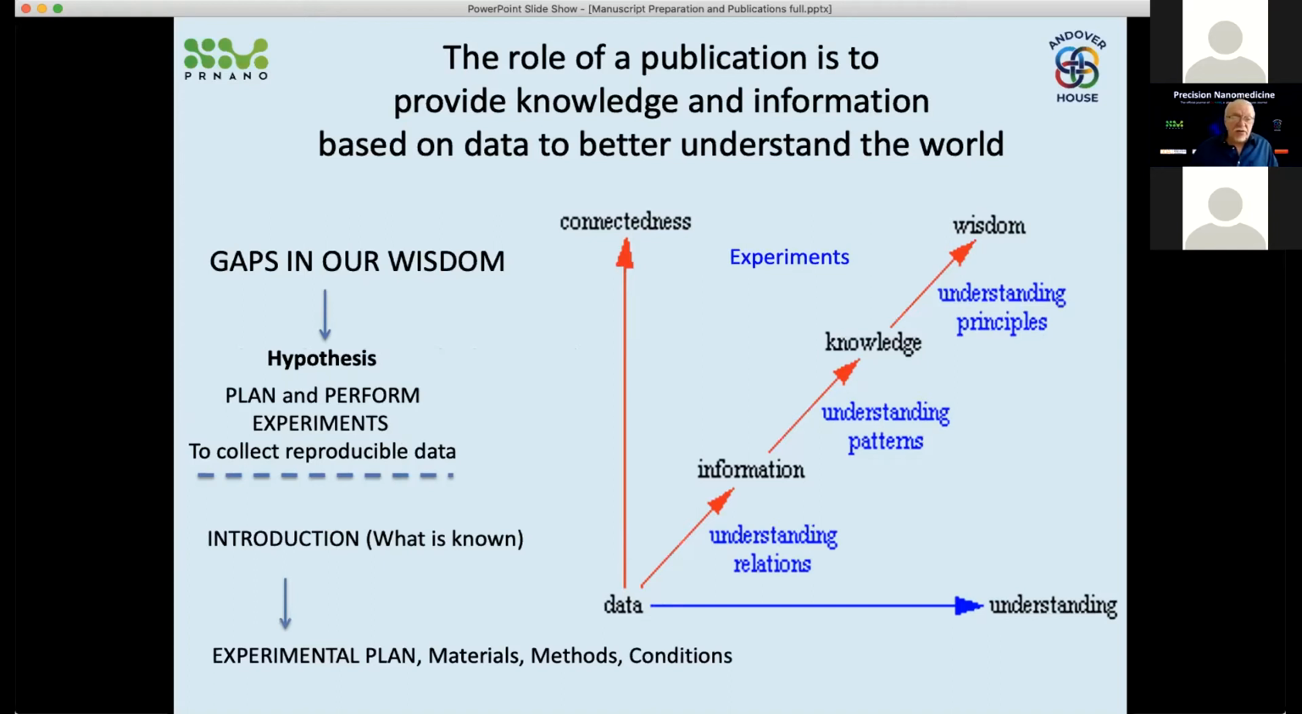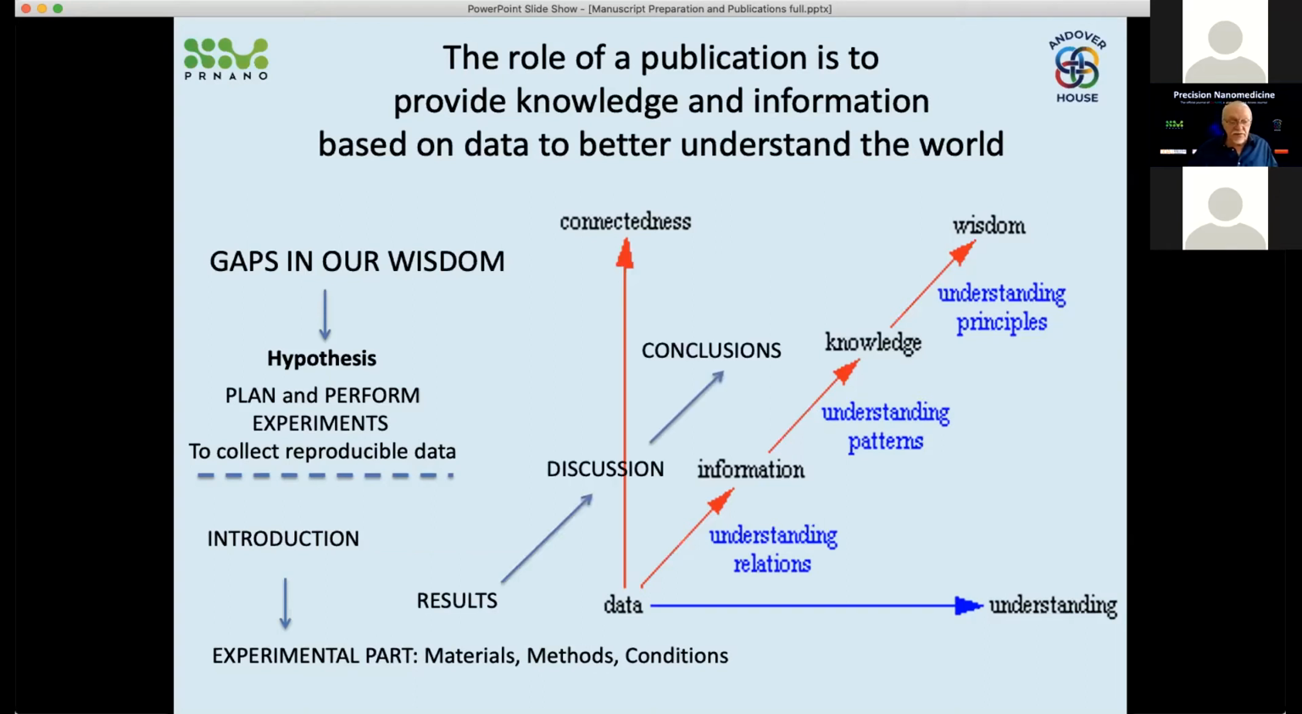So collect reproducible data, and then when you start thinking about your paper, your manuscript, there's an introduction part which describes what is known in there. There is an experimental plan. The next step, you choose materials, you choose methods, conditions, how to prove or disprove your hypothesis.